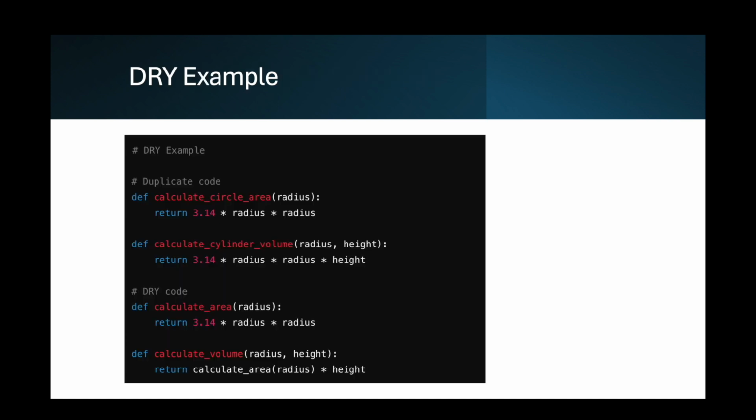Now here is an example for DRY where we have some duplicate code, where I'm calculating the radius and calculating the cylinder volume, which takes the radius and height. Now with DRY code, you calculate the area, pass the radius, but when you are doing the cylinder volume, you pass the radius and height, but then you call the circle calculate area inside here and pass the height, because you're doing the same thing twice in the duplicate code, whereas you can call the existing function. So next time when you have to change something, you can change it at one place and not multiple places.